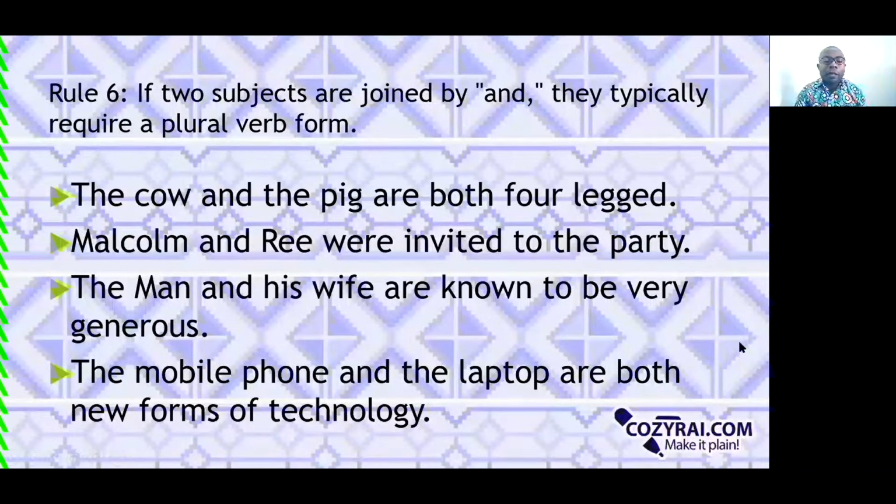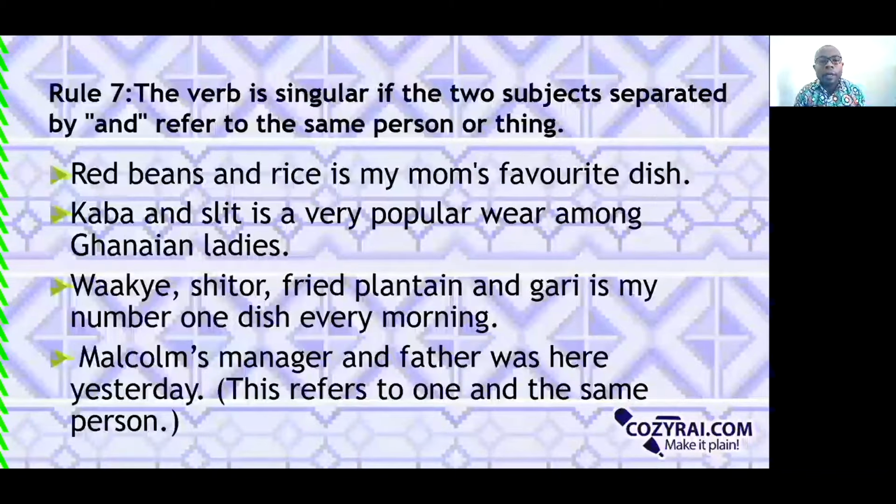Example 4, the mobile phone and the laptop are both new forms of technology. So the rule is just very simple. Typically, once you see two subjects joined by the coordinator or the conjunction and, the verb is usually plural. Then, this becomes an exception.